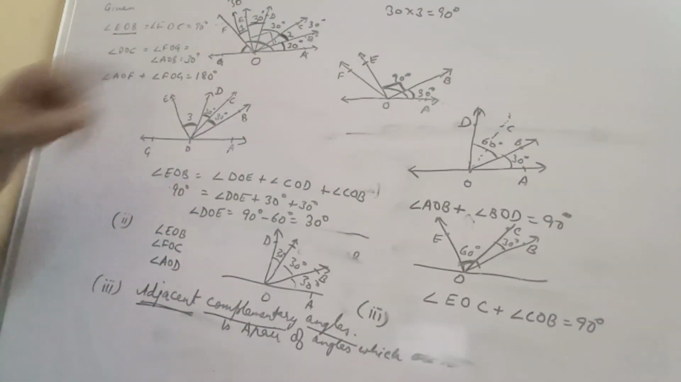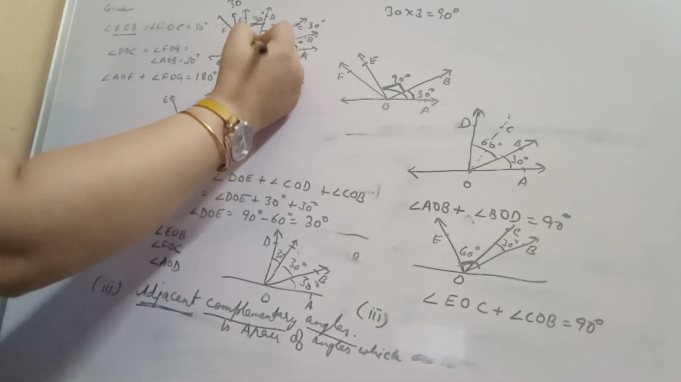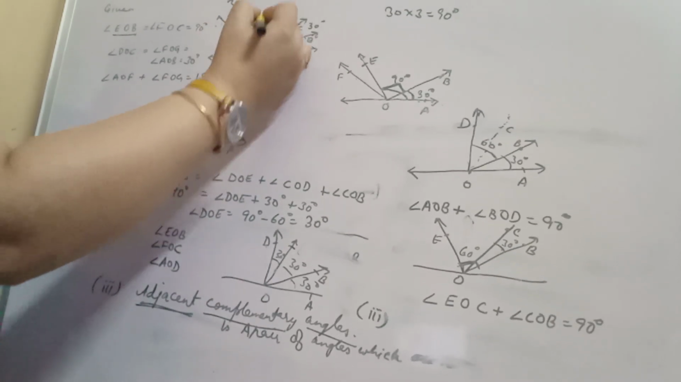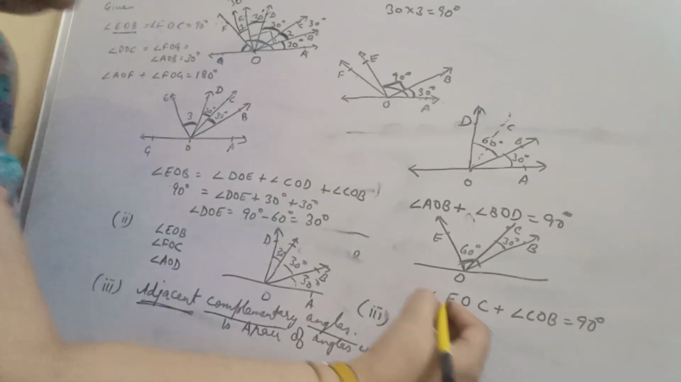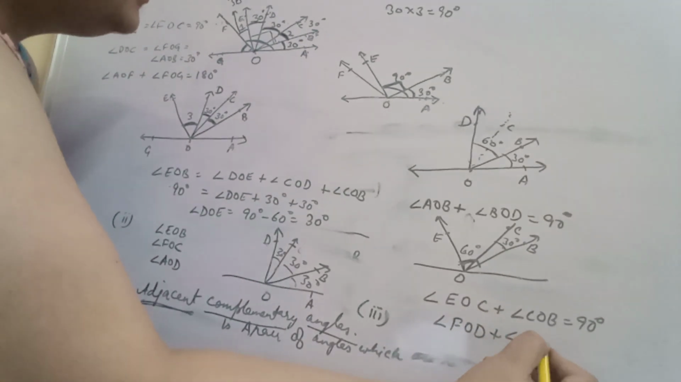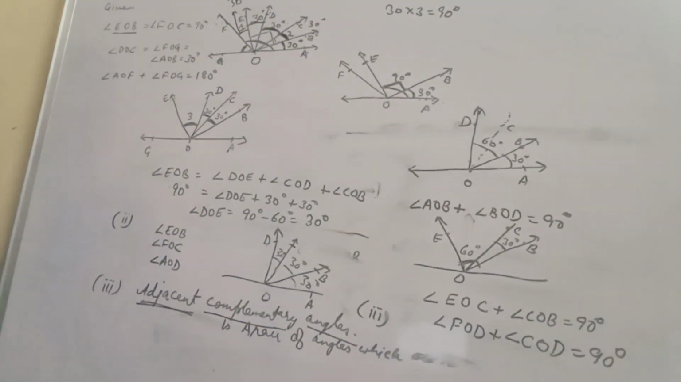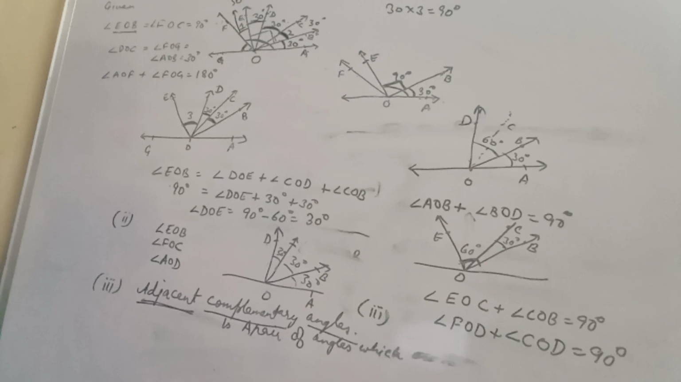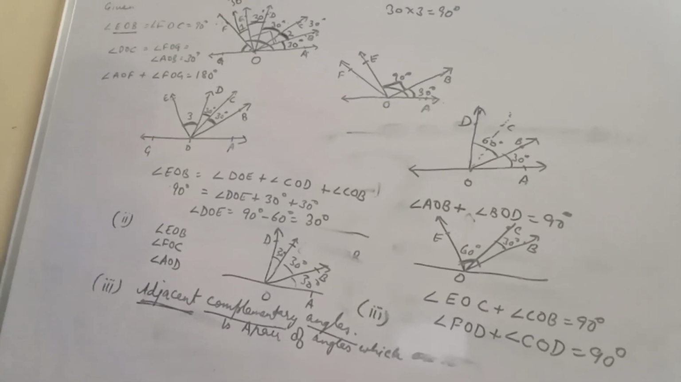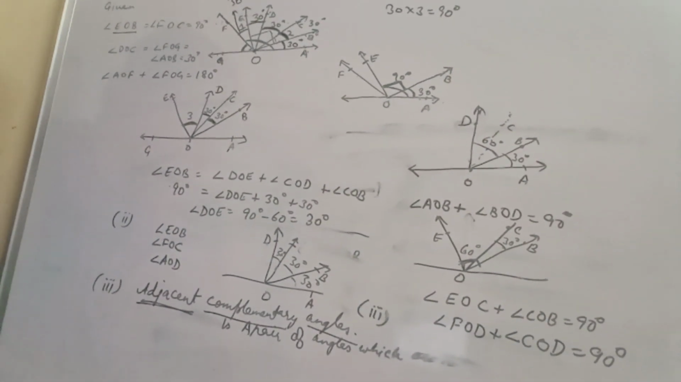What is the next complementary angle? I will move to ray CO. CO is 30 degree and FOD is 60 degree. So the next complementary angle is FOD plus angle COD, that gives me 90 degree. So these are the adjacent complementary angles. So 3 pairs of adjacent complementary angles we get.